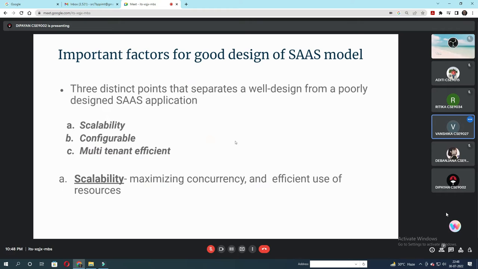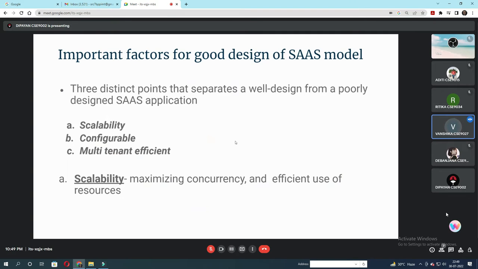Good evening, sir. Myself Vanshika Mahansarya. Now I'm going to discuss the important factors for a good design of SaaS model. So there are three main points that separate the good design of a SaaS from a poorly designed SaaS application. First, scalability. Second, configurable. And third is multi-tenant efficient.